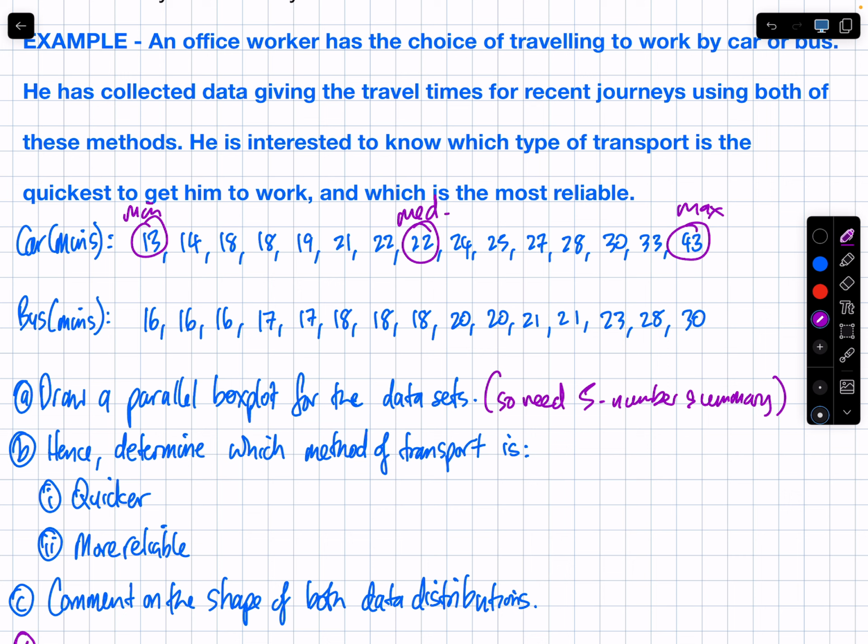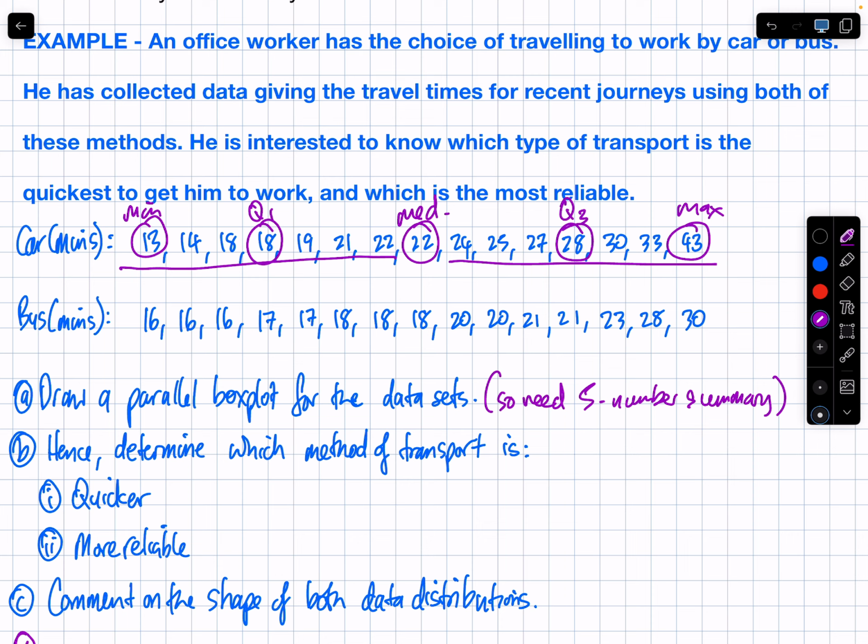I've divided the data into 2 halves now, the bottom and the top half. How many numbers are in the halves? Let's count. 1, 2, 3, 4, 5, 6, 7. There's 7 numbers in the bottom half. 7 plus 1 is 8, divided by 2. So the 4th number will be the median of the bottom half. That will be Q1. The fourth number up the top will also be the median of the upper half. That's Q3.